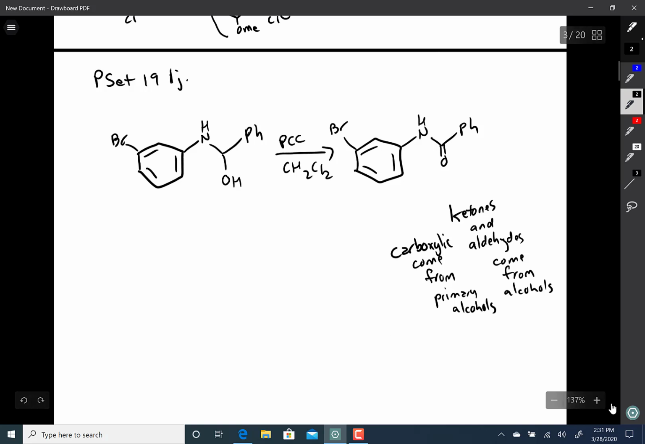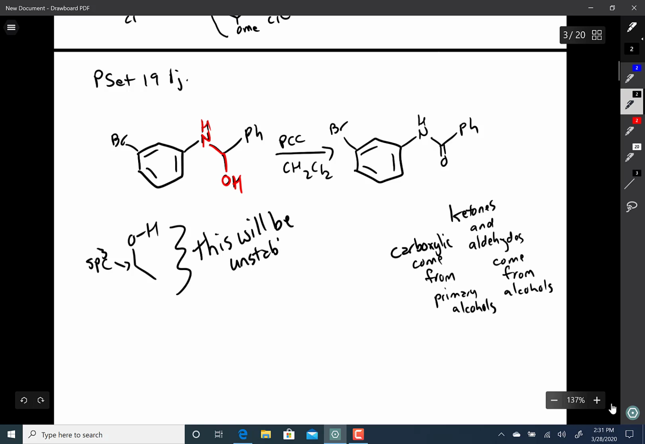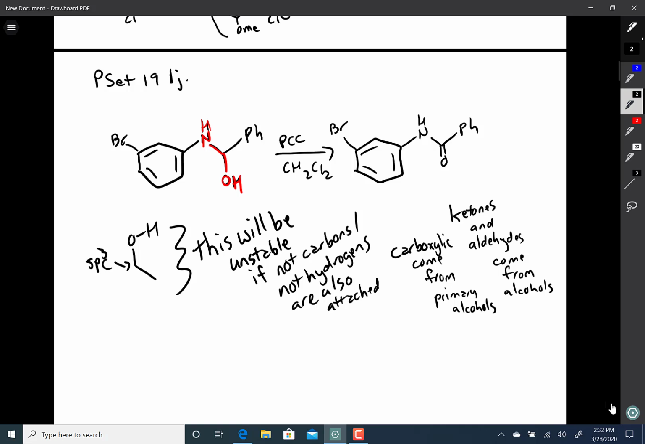Not by oxidation. And that's because this motif is an unstable motif. Whenever you see an OH attached to an sp3 carbon, this will be unstable if non-carbons, non-hydrogens are also attached, with limited examples to the contrary. What do I mean by that?